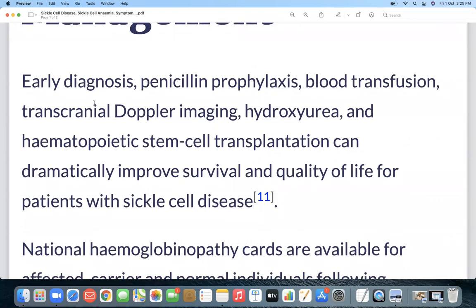So in your points, you have to say that early diagnosis will help us to prevent complications, and penicillin prophylaxis can be started as early as 3 months of age, and then blood transfusions wherever needed, and transcranial Doppler imaging to screen for stroke risk and also in patients with stroke. Then hydroxyurea to increase the level of HbF and decrease the level of HbS, and your target will be less than 30%. But I will check if he has given anything more here. And hematopoietic stem cell transplantation.